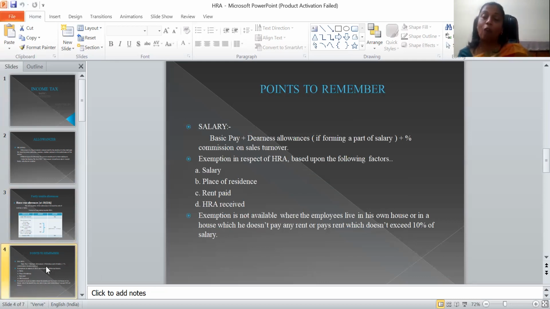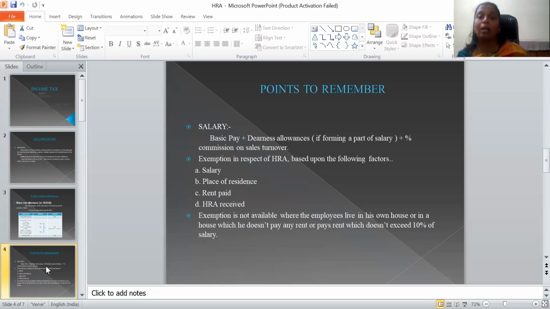So salary for the purpose of HRA calculation includes basic pay, dearness allowance, which is forming a part of salary, and percentage of commission on sales turnover. We may have received enormous amount from an employer, but for the purpose of HRA calculation, salary includes only basic pay, dearness allowance, which is part of salary, as well as commission, which is there on your sales turnover.